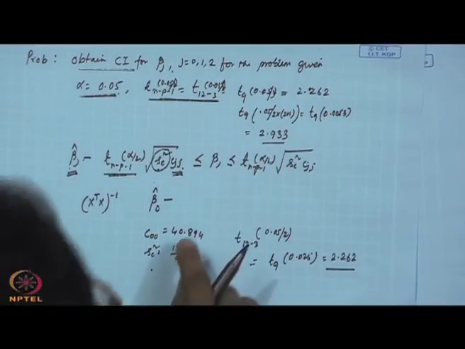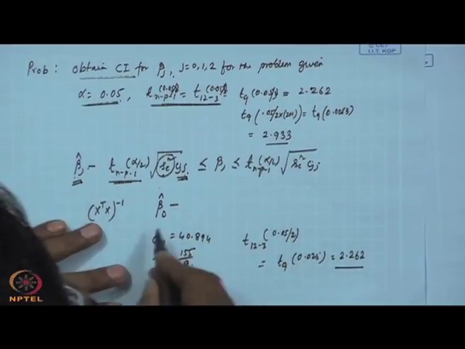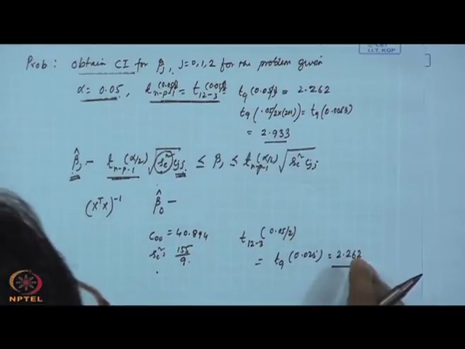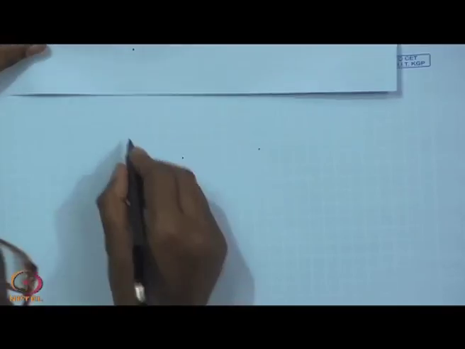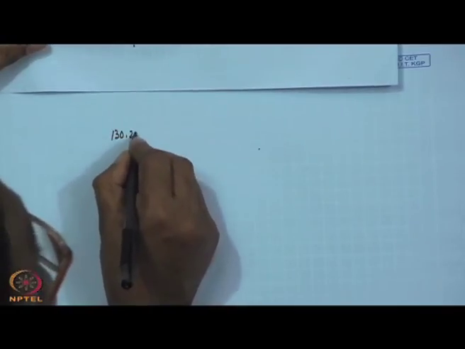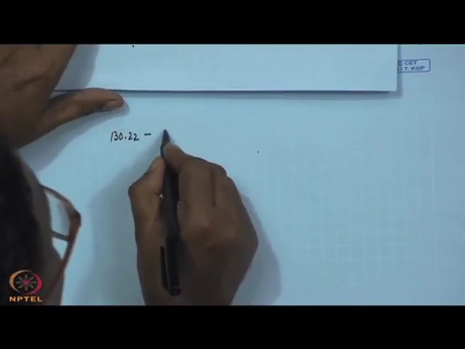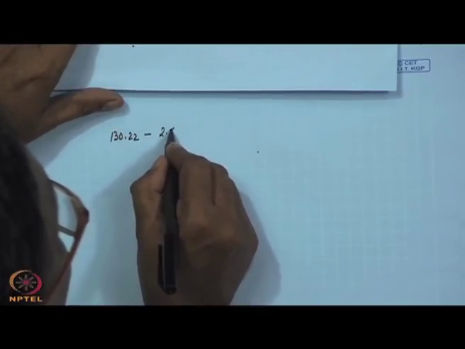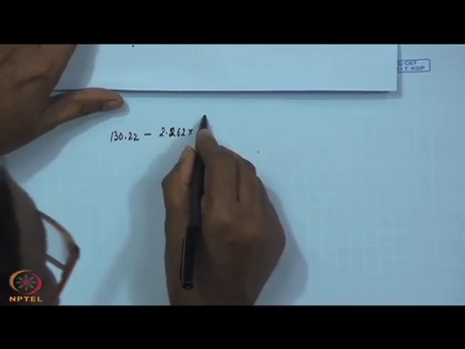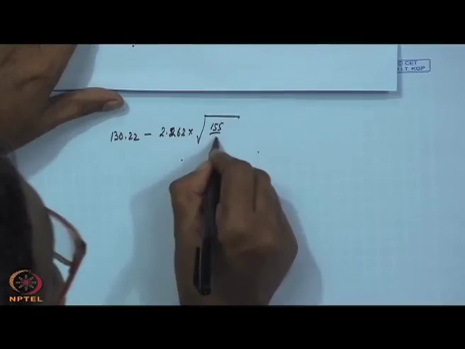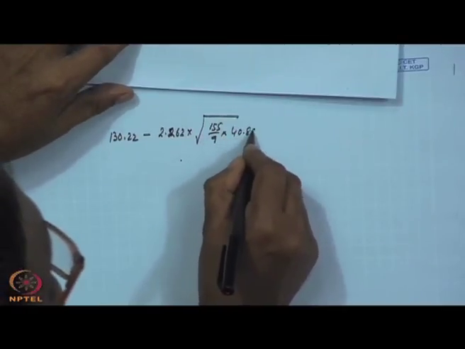Okay. So now let us put all the values here. So our beta 0 is 130.22 minus t9, 0.025, which is 2.262, into square root of 155 by 9 into C00, which is 40.894.